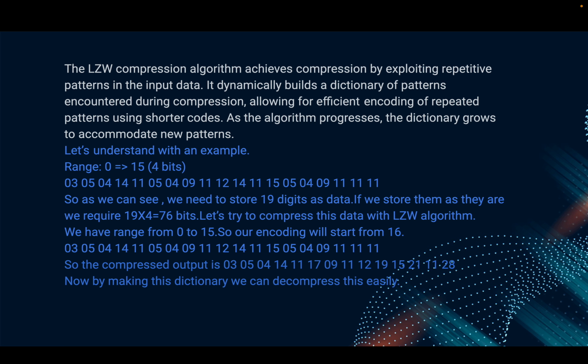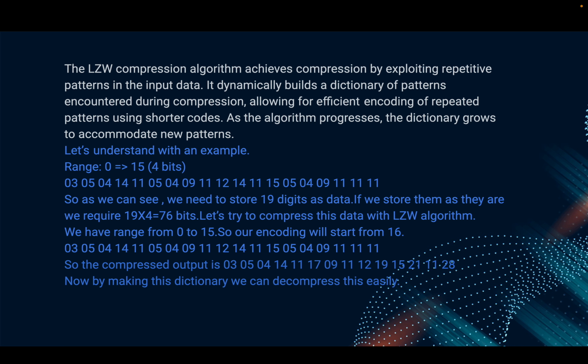The LZW compression algorithm achieves compression by exploiting repetitive patterns in the input data. It dynamically builds the dictionary of patterns encountered during compression, allowing for efficient encoding of repeated patterns using shorter codes. As the algorithm processes, the dictionary grows to accommodate new patterns. Let's understand with an example.